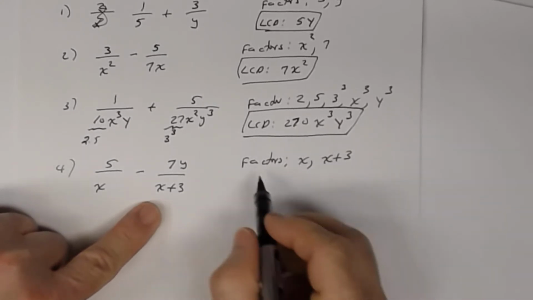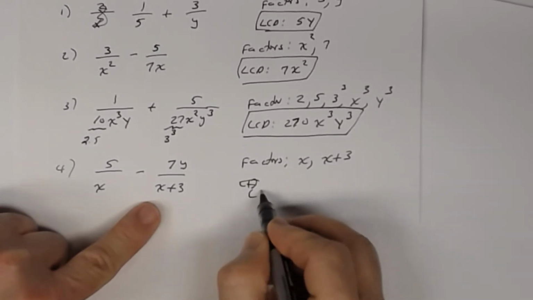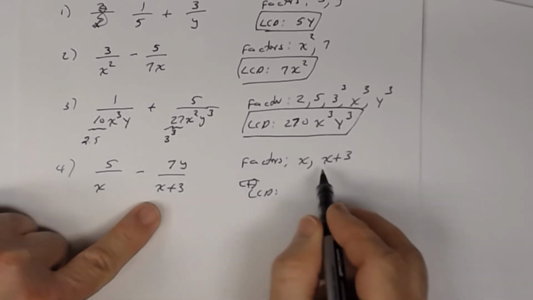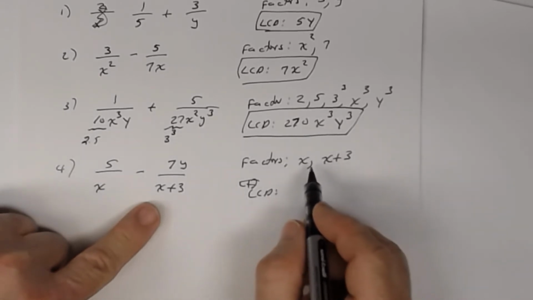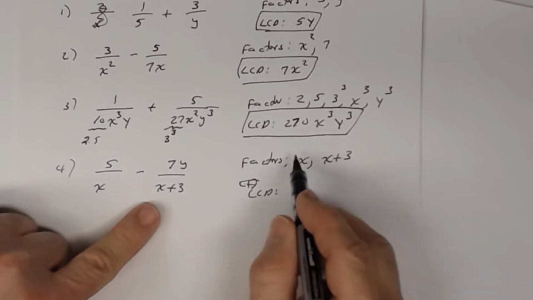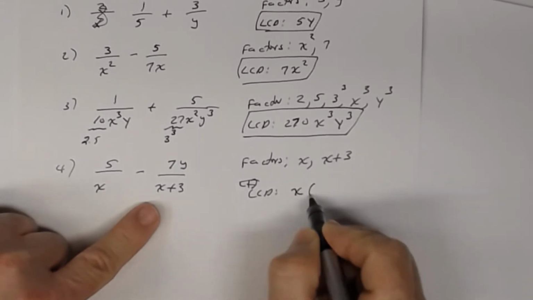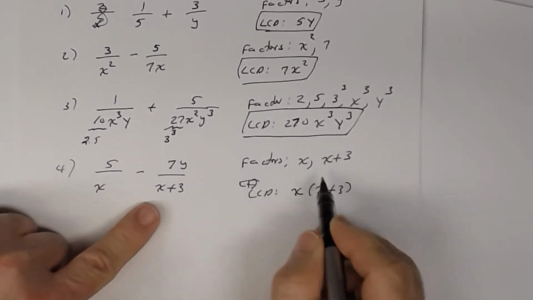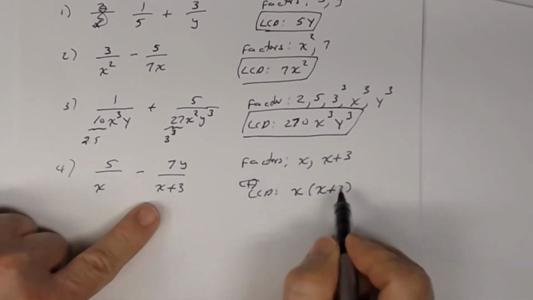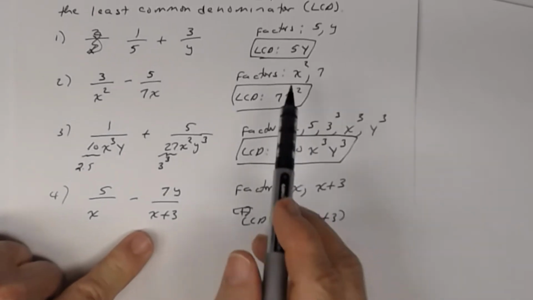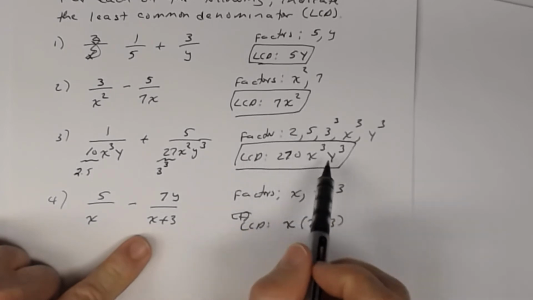Okay? Then the least common denominator is the product of these. Now be careful how you write this. Always put the monomial in front. So you can write this as x times x plus 3. Make sure you put that in parentheses as x plus 3 because it's a binomial. Notice I didn't have any parentheses here because those are all monomial factors.